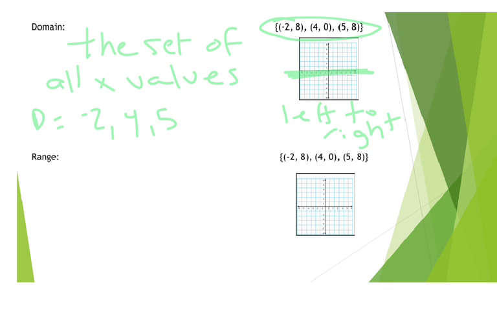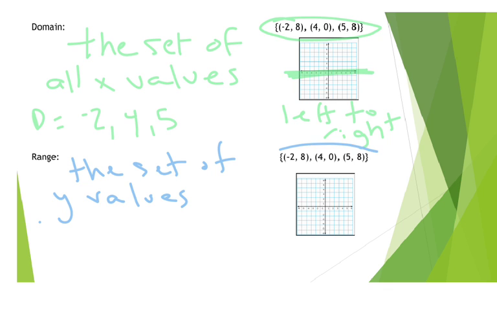If we were talking about the range, it is the set of your y values. So once again, if we came back and looked at this set of ordered pairs, our range is going to be 8, 0, and then 8 again. So range is going to talk about the y's. So in a set of ordered pairs, y is always the second number.